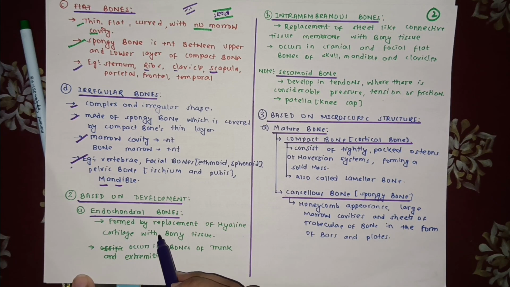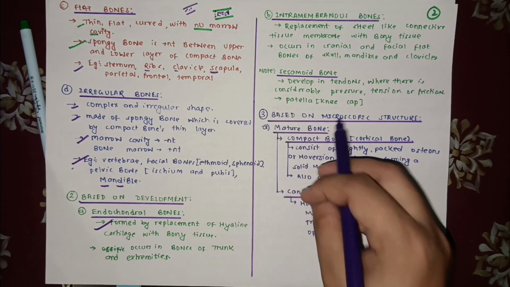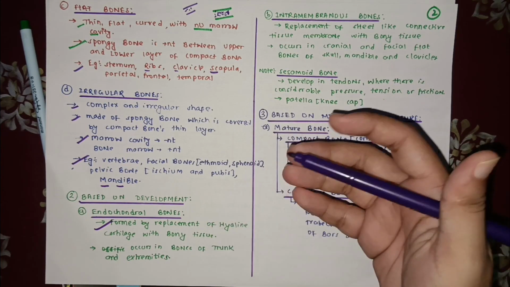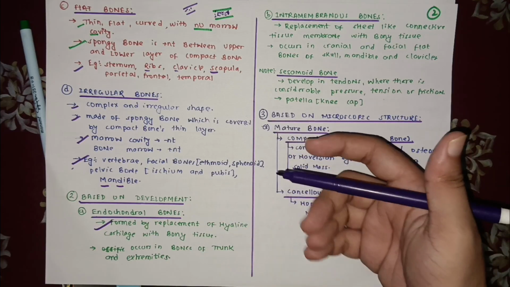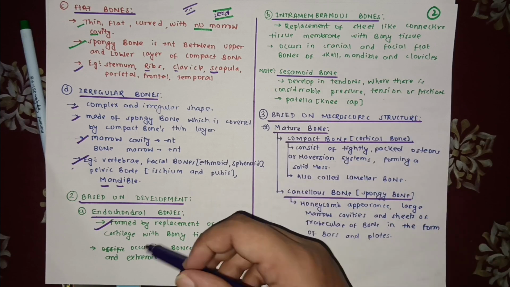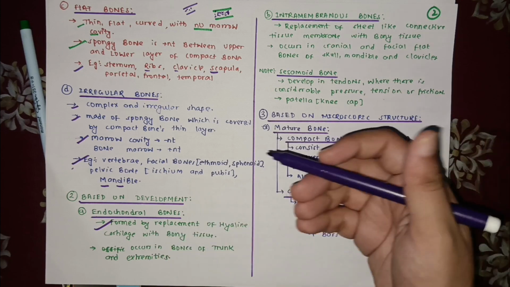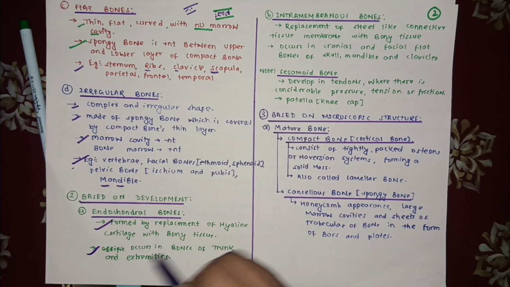In endochondral bone, they are formed by the replacement of hyaline cartilage with bony tissue. Endochondral bone means they are formed by ossification. Ossification is the process of formation of bone. So there is ossification in the hyaline cartilage, and that forms the endochondral bones. It occurs in the bones of the trunk and the extremities. Those are the examples of endochondral bone.